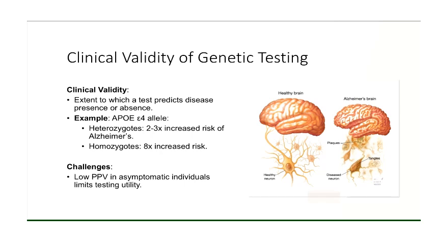Clinical validity refers to how well a genetic test predicts disease. For instance, APOE4 heterozygotes have a 2 to 3 times increased risk of Alzheimer's, while homozygotes face an 8 times risk. However, low positive predictive value in asymptomatic individuals limits the utility of such testing.